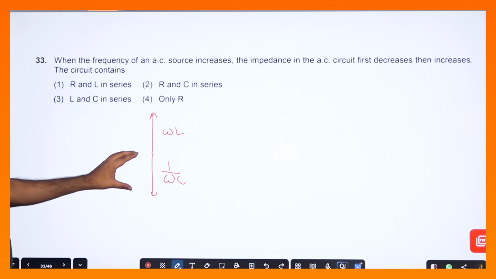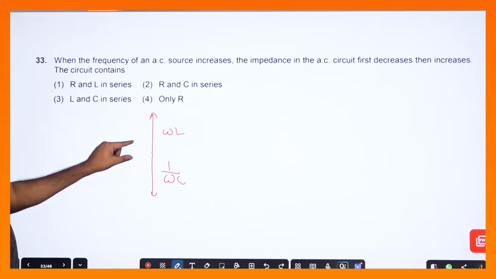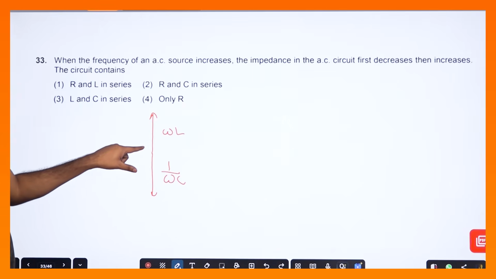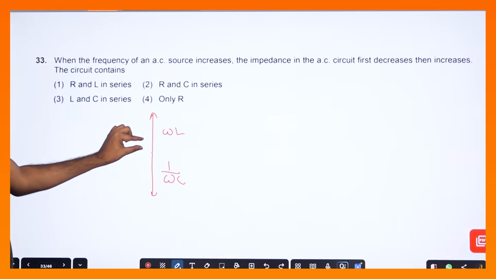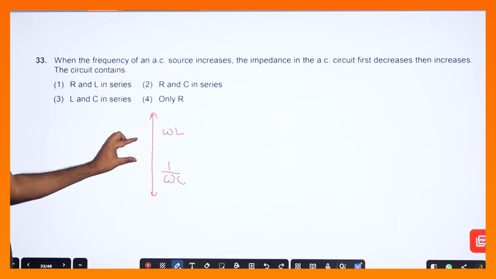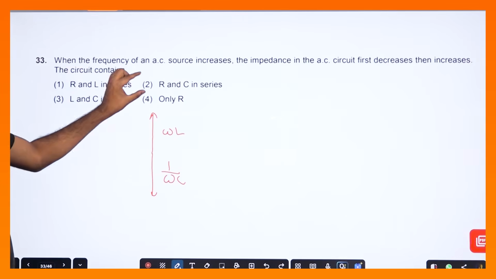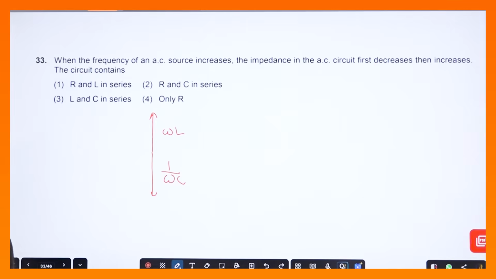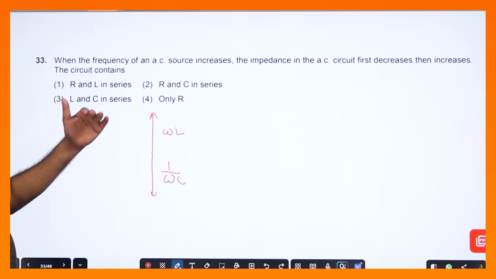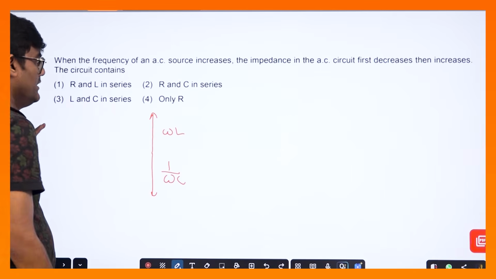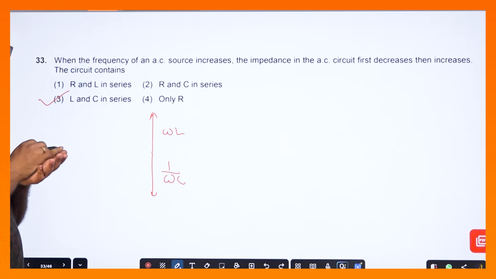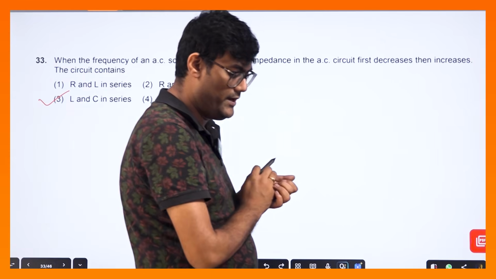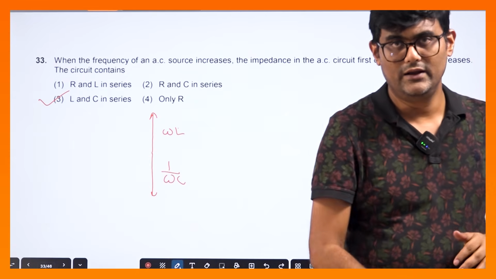If the omega value is very small, then this is more. If you increase omega, then this becomes shorter and this becomes more. At one point it will become 0 and then again it will increase. So first it decreases, then increases, or reversely also true. So L and C both are there in the circuit. If it is RLC, it will be fine.